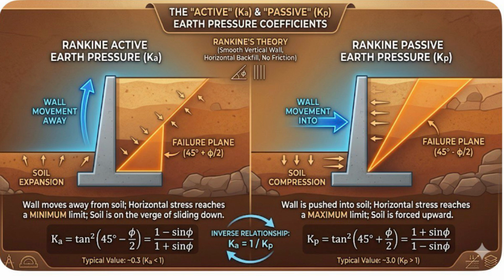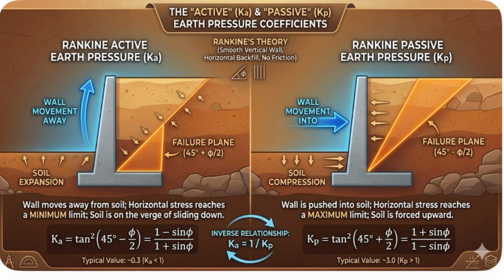However, there is a catch that often trips up junior engineers: the strain, or the amount of movement required. Reaching the active state is easy. It only takes a tiny fraction of an inch of movement for the soil to fail into the wall. But to reach that full passive resistance, you have to shove that wall significantly further into the ground.